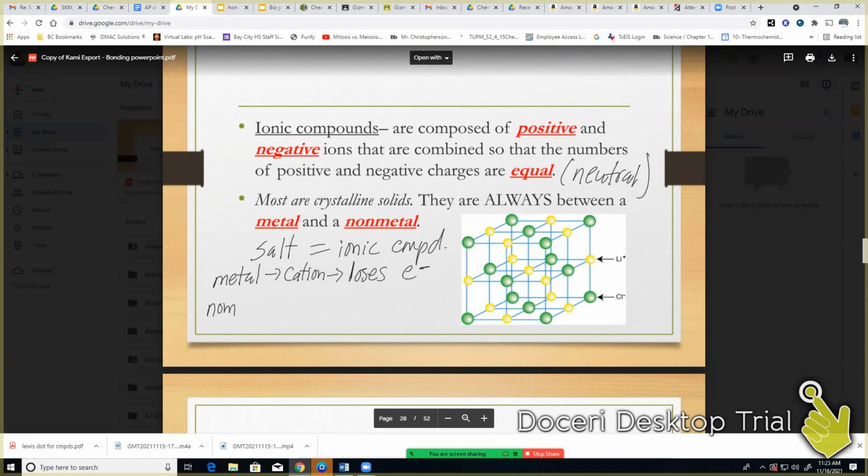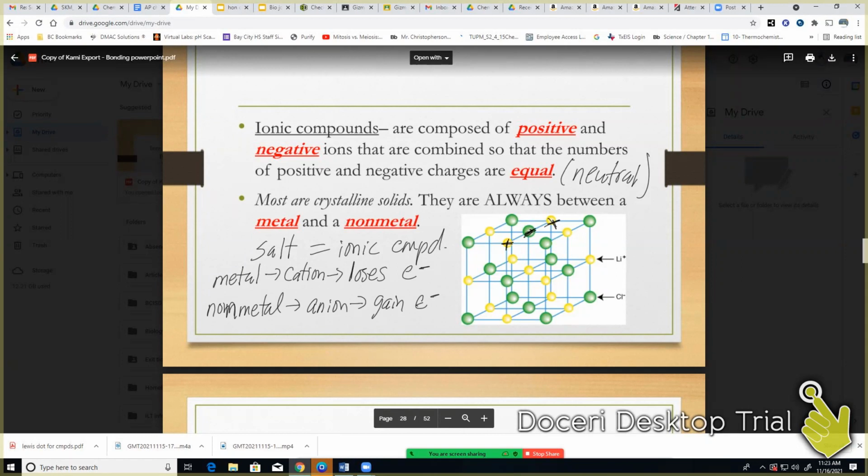And the non-metal forms your anion, which is your negative ion, because it gains electrons. So they kind of come together like a puzzle. And notice in the crystal lattice that they alternate. So in other words, I have a positive, then I have a negative, then I have a positive. And you'll have to reflect that whenever you draw out your Lewis dot.